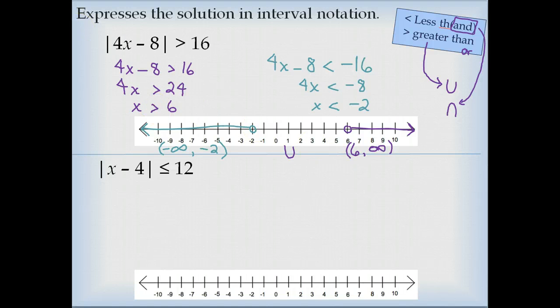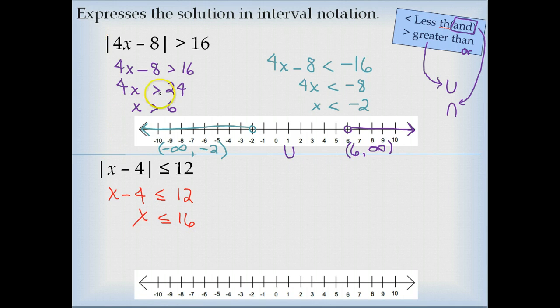The next one is very, very similar. You're going to, again, have your two inequality equations. The first one, just drop the absolute value. Let's go ahead and solve this one so I don't have to switch colors. You're just going to add 4 to each side. So you're going to have x is less than or equal to 16.